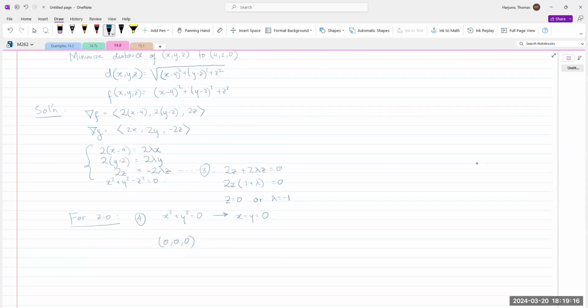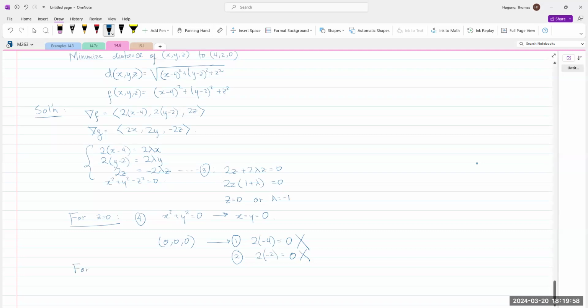So in equation 1, if I plug this in, you will see that 2 times negative 4 equals 0, but that's not true, right? In other words, c equals 0 results in x and y also equaling 0, which results in a contradiction. In fact, if I plug it into equation 2, when y is 0, 2 times negative 2, we also have a contradiction. So c equals 0 results in (0, 0, 0), which does not satisfy all the equations.